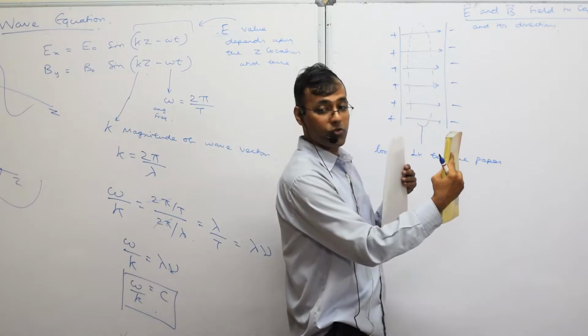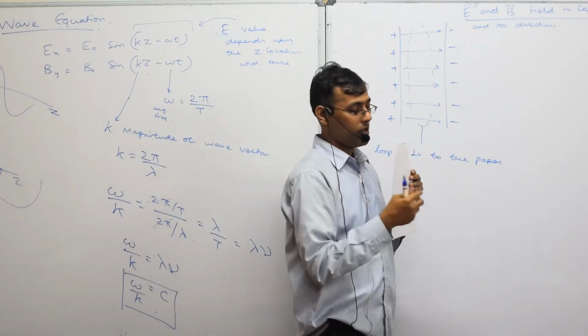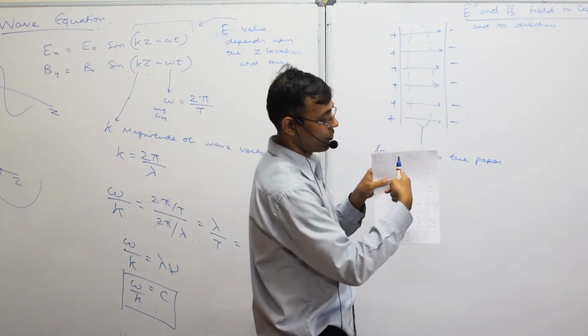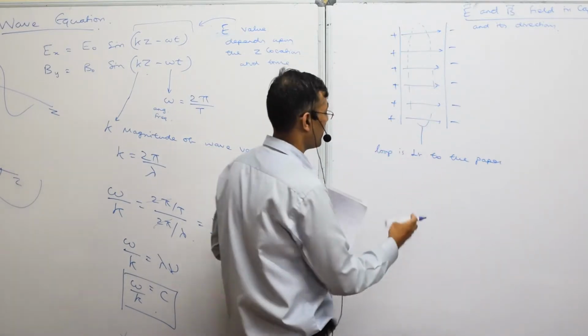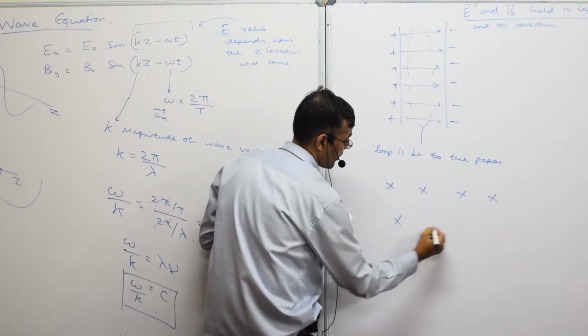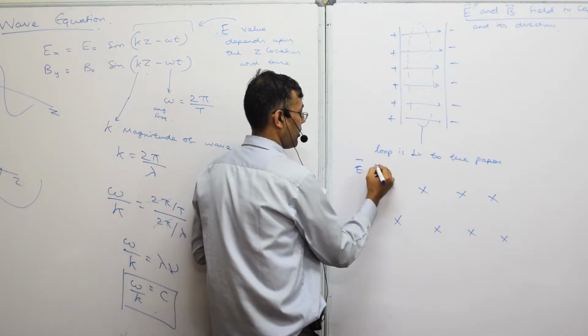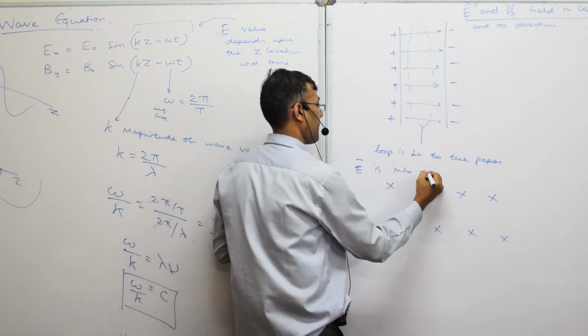So this is one plate, this is the other plate, so this is plus, this is minus, so the electric field is going this way. Suppose I am seeing it from here, it's going into the paper. So if I show this electric field, I am going to say this is into the paper, so the electric field is into the paper.